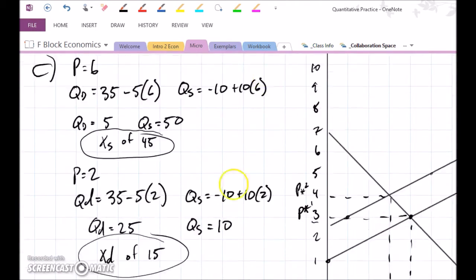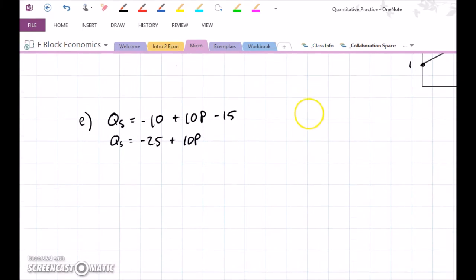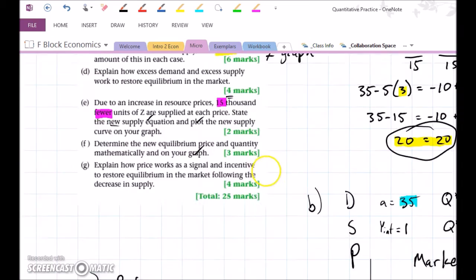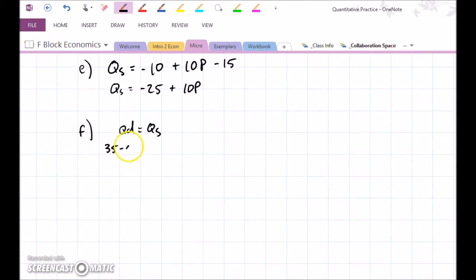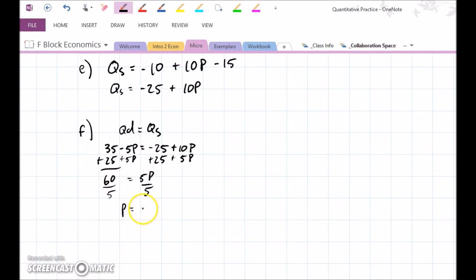Okay, part F, it wants me to put it on the graph, and it wants me to show it via calculation. So I need to show the same thing I just graphed via calculation. I take my new supply formula that I solved for, and I put it up with the original demand formula, and I solve for equilibrium just like I did before.